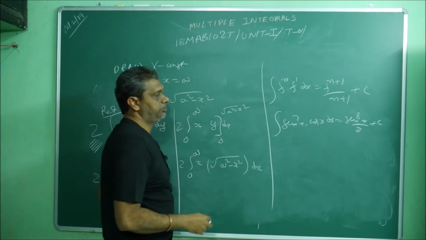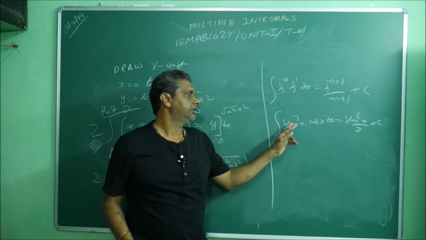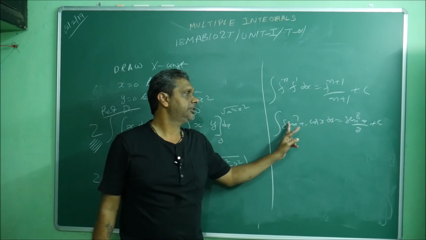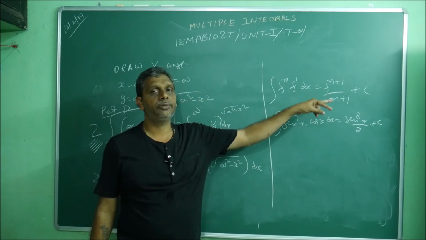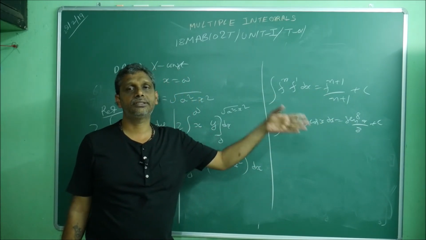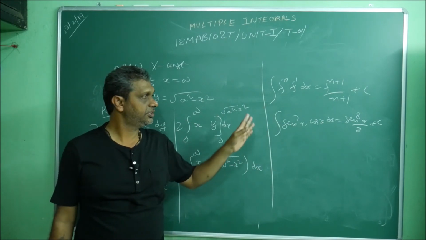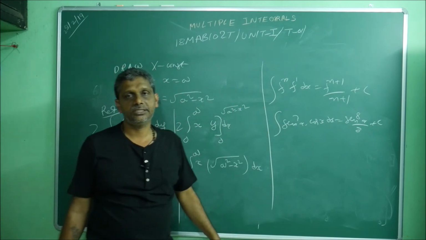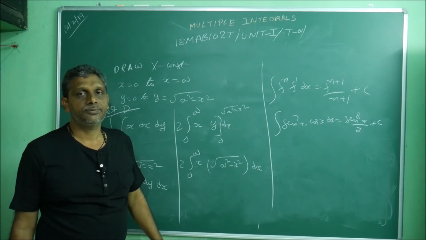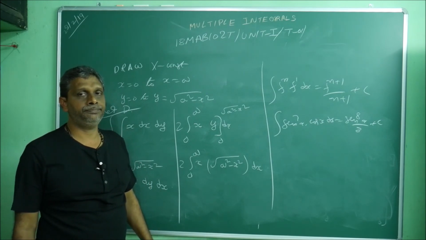Otherwise you can put cos x equal to t, then sin x dx is equal to dt, so t power 7 dt, t power 8 by 8, where t is equal to sin x. You have to do this. If you know this formula, then maximum 80% of small substitutions we can escape nicely.